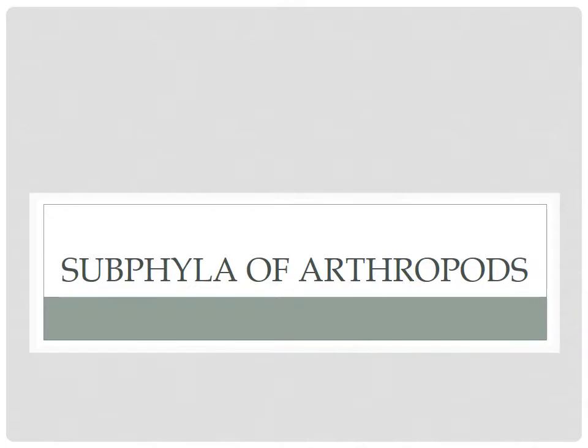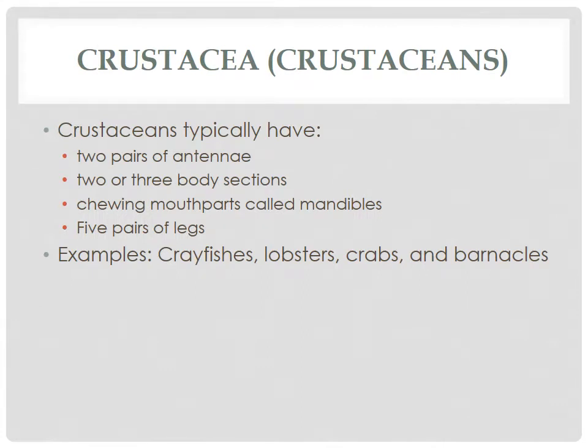Since arthropods are such a large phyla of organisms, instead of studying different classes of arthropods, which there are a bazillion of, we're going to take a look at some subphyla of arthropods. The first subphyla we're going to look at are crustaceans. Crustaceans typically have two pairs of antennae, 2 or 3 body sections. They have chewing mouth parts called mandibles, and they have 5 pairs of legs. And this is where the things that we like to eat here in Maryland, the crabs, come into play. This is also lobsters, crayfish, and barnacles.